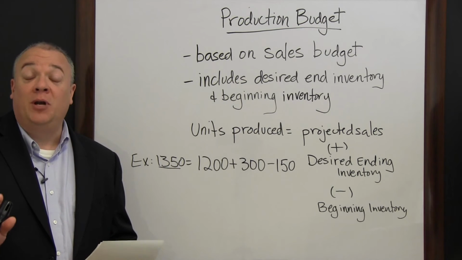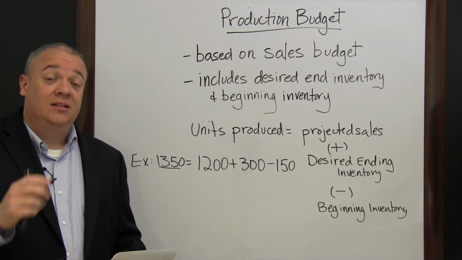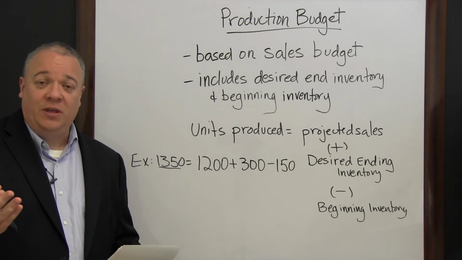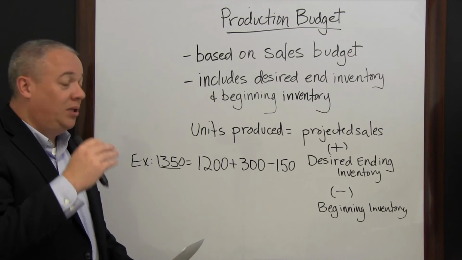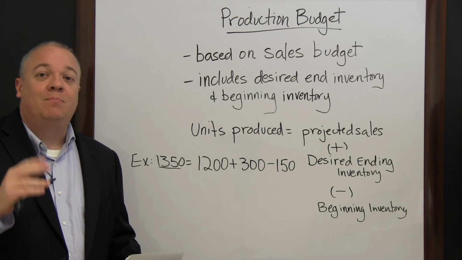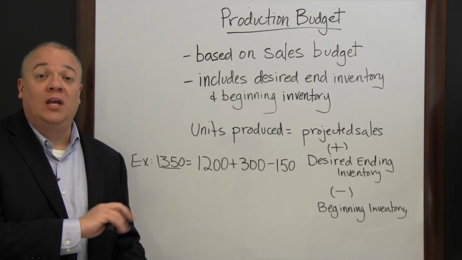But the basic idea of a production budget, once again, is determining how many units to produce based on sales projections. This is what we think will sell, so that we need this many to meet this demand, plus the desired inventory at the end, minus what we currently have on hand. Well, this has just been the basic overview then of production budgets.